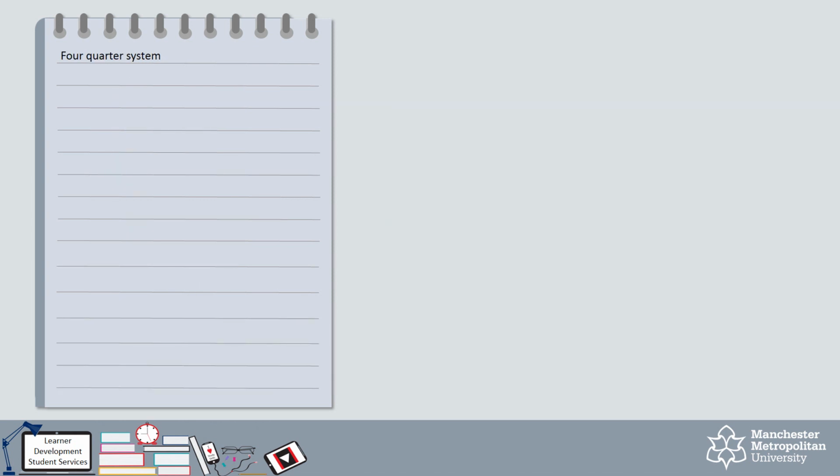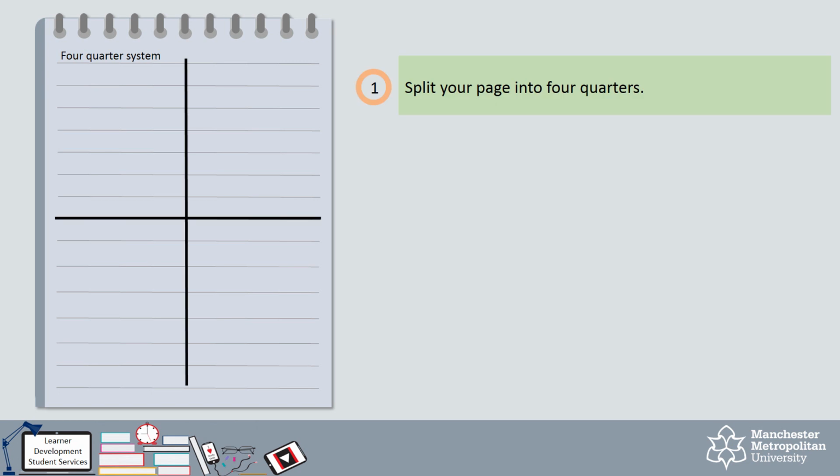The next system is called the 4-quarter method. As shown here, divide your page into 4 sections. Each quarter represents a 15-minute slot for the lecture. So if it is a 2-hour lecture, you would just have another page with another 4 quarters.